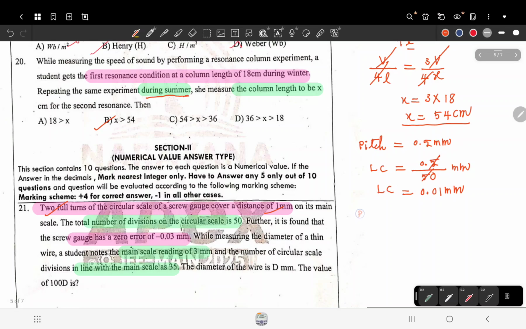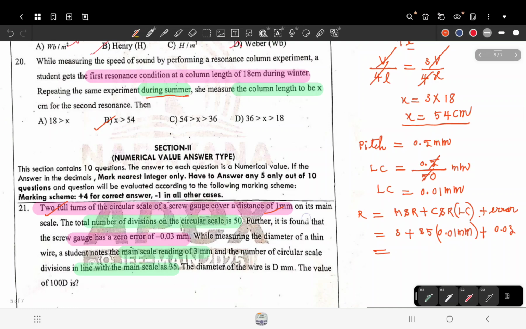Therefore the reading formula is: reading is equal to MSR plus CSR into LC, plus the error. Since it is a negative error, we have to add it. Since that is a negative error, we have to add the value because the value you get will be lower because of the negative error. You know that logic already. So this is nothing but 3 mm plus 35 into 0.01 mm plus 0.03. Do this calculation, you will get the answer. So that was a simple question, right?